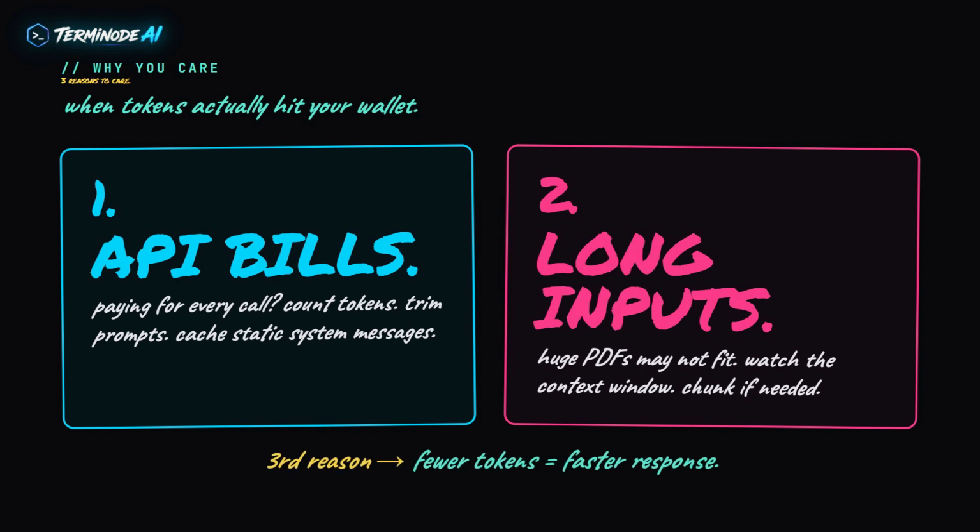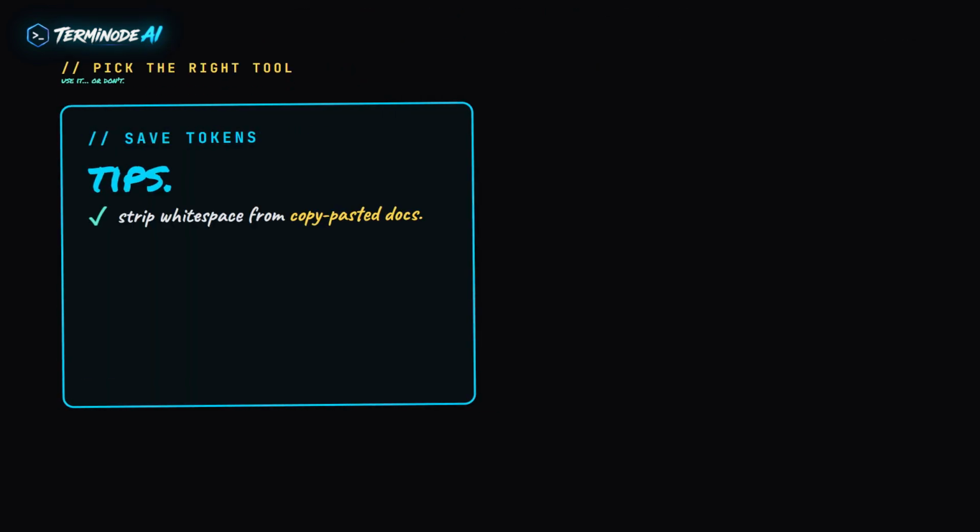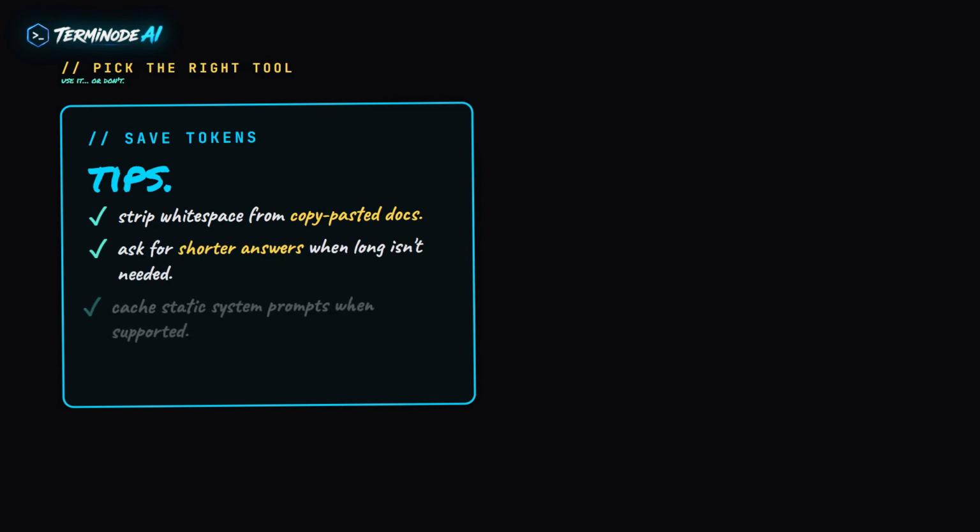Some tips that save tokens. Strip whitespace and bullet markers from copy-pasted documents. Use shorter language in your prompts. Ask for shorter answers when long is not needed. Use cheaper, smaller models for simple tasks. Cache static system prompts when supported. These small habits compound at scale.